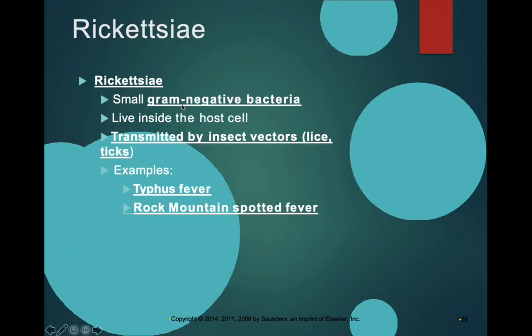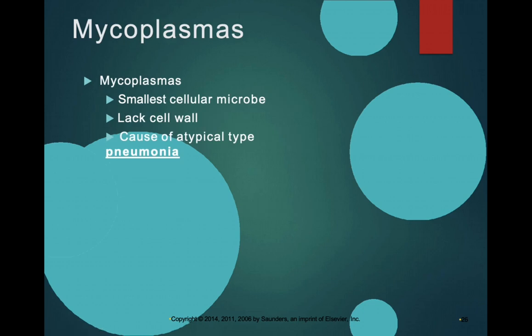Rickettsia is a small gram-negative bacteria, also living inside the host cell, and this is transmitted by insects, right? Insects are known as vectors. That's important to know. Vectors can transmit diseases like lice and ticks. An example of that would be typhoid fever or typhus fever and Rocky Mountain spotted fever. Mycoplasmas, these are the smallest cellular microbe. They do lack a cell wall, and these mycoplasmas can cause some atypical type of pneumonias.